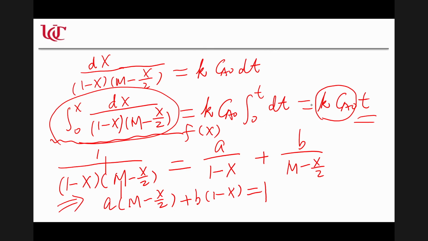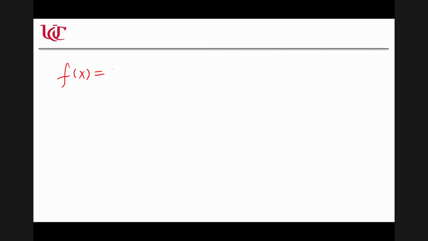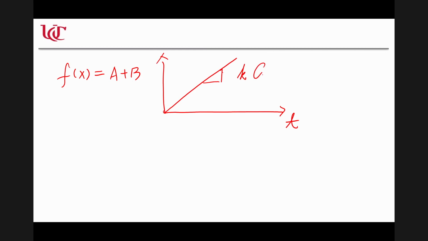So we already calculated this part, the integration, that's A plus B, okay? So what you need to do is, it's a function of x, the A plus B part, the integration part. If you can get it, then you plot it with t. You can get this plot, so the slope is k CA0 and CA0 is known. So you can get the k, okay?